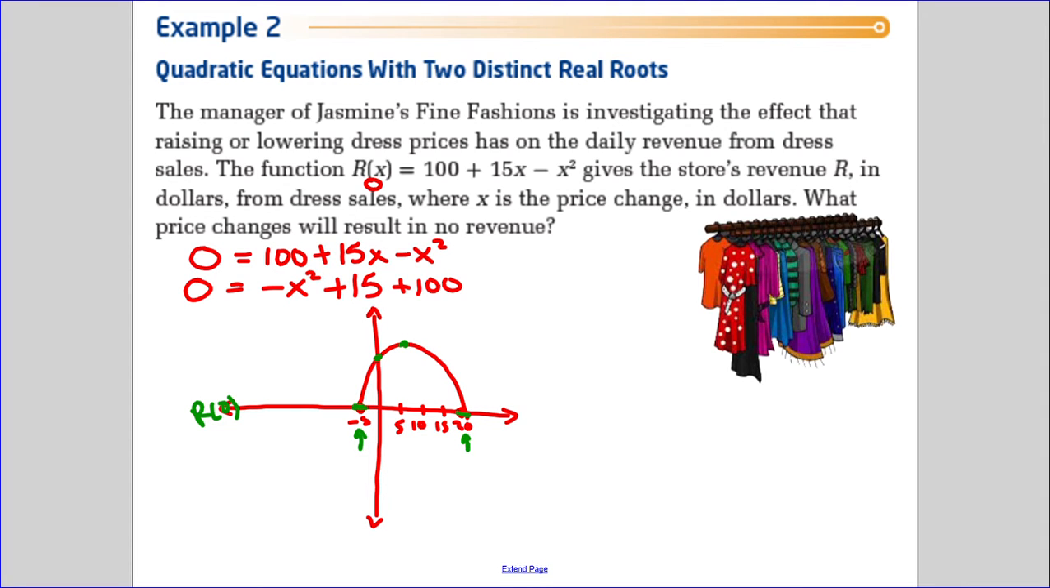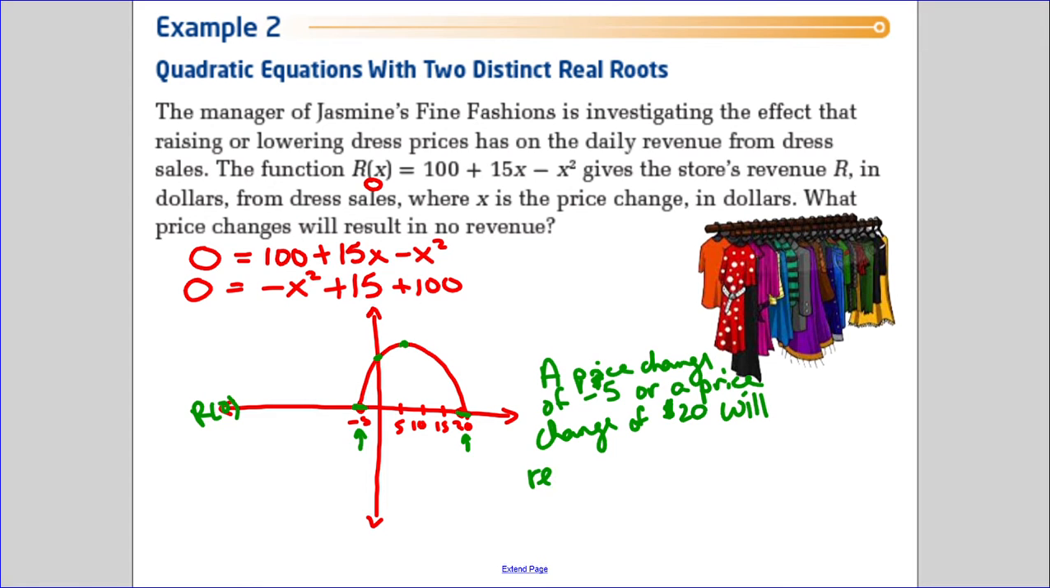And so from there, it says what price changes will result in no revenue. So basically, a price change of negative $5, or a price change of $20 will result in no revenue.